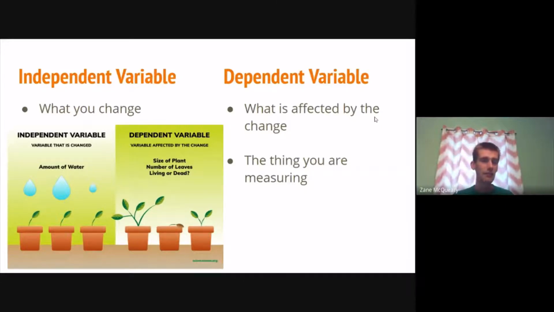Is it green versus brown and dead looking? How many leaves does it have? All those are examples of dependent variables that are affected by the amount of water. So a quick way to double check is, if you look at an experiment, try to determine what something is affected by. The thing that's affected is the dependent variable. The thing it's affected by is the independent variable.